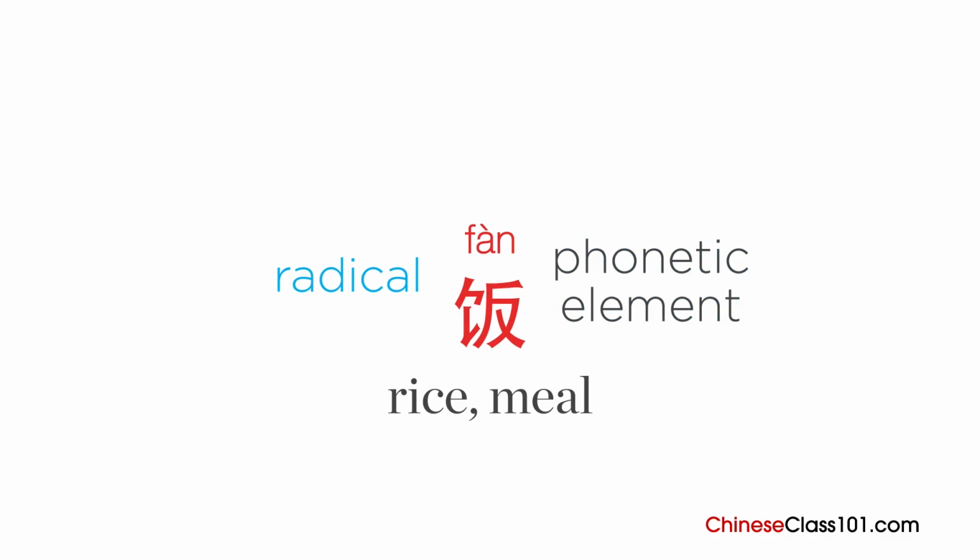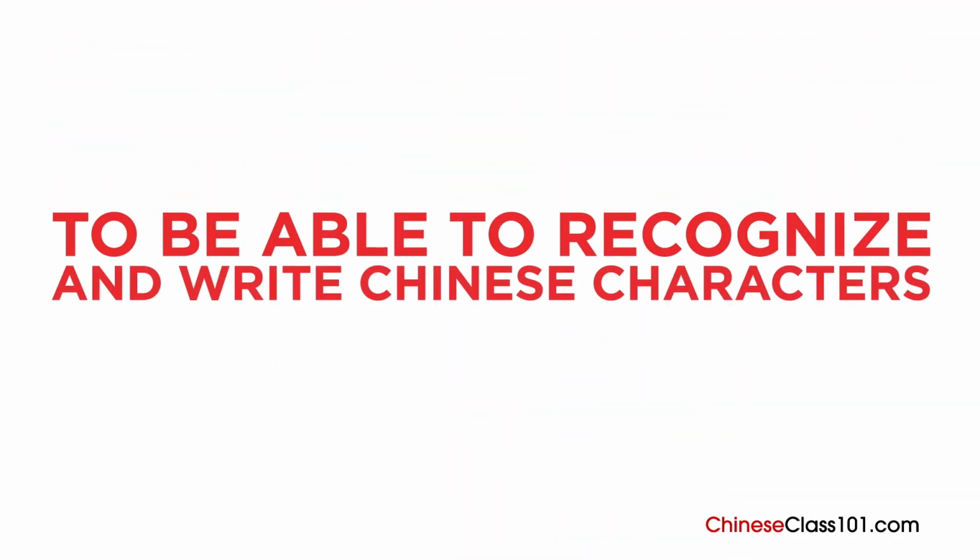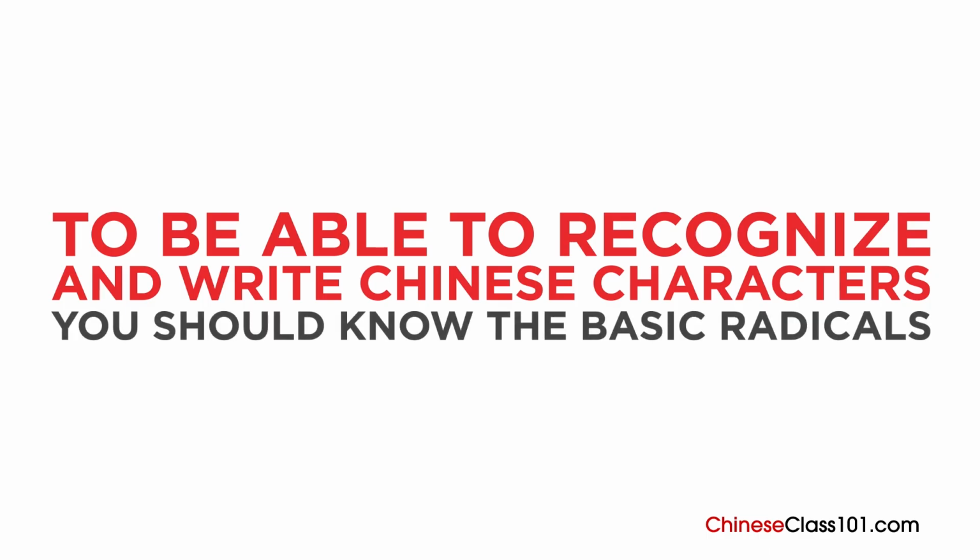The radical often suggests the meaning of a character. The phonetic part indicates the original pronunciation, which may or may not be the modern pronunciation. For example, let's look at the character fan, rice or meal. Its radical indicates that this word is related to food or eating. The second part, fan, is a phonetic element. It suggests that its pronunciation is close to the pronunciation of the character fan, meaning opposite. To be able to recognize and write Chinese characters, you should know the basic radicals.